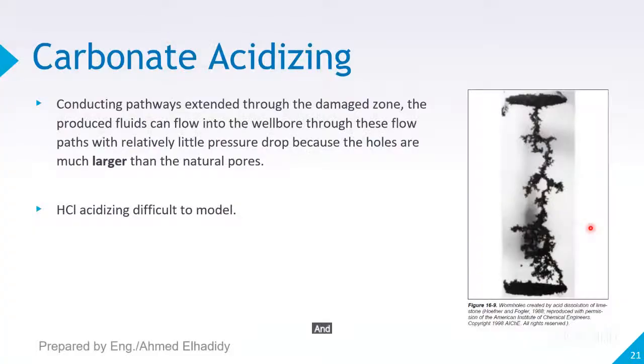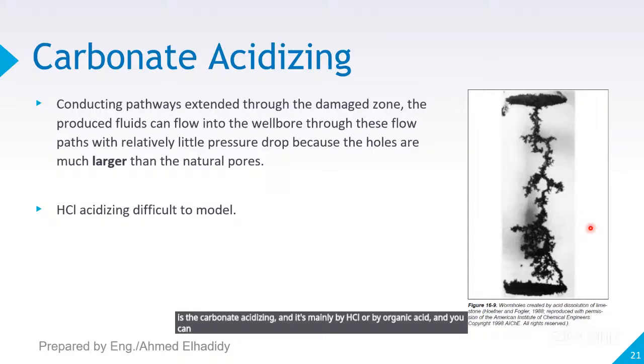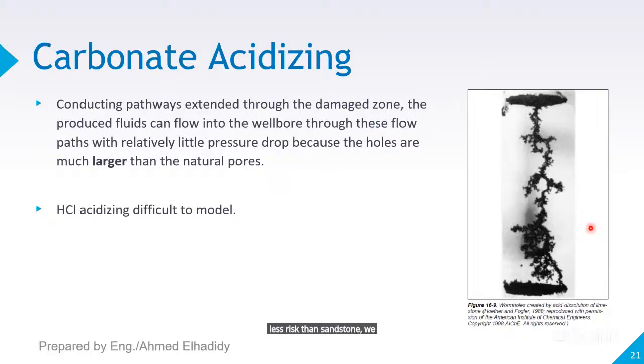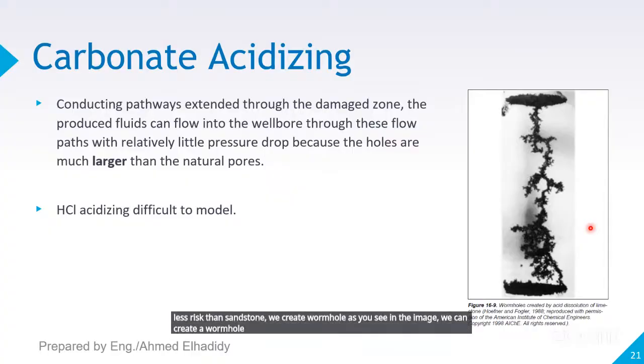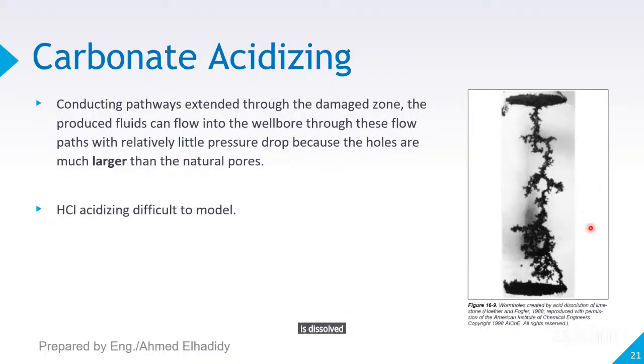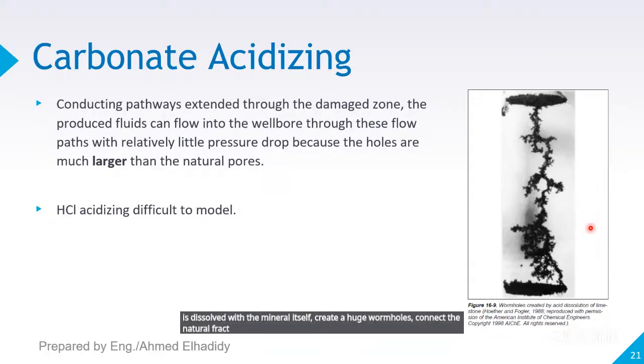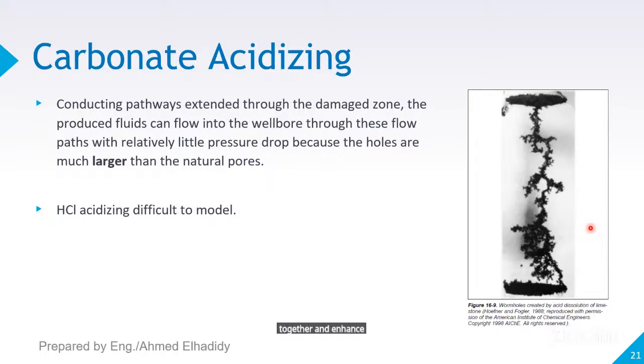And lastly, the other type of acidizing is carbonate acidizing. And it's mainly done by HCl or by organic acid. And you can observe this is easier and less risky than sandstone. We create wormholes, as you see in the image. Once we create the wormholes, the acid dissolves the scale and the mineral itself, creating huge wormholes, connecting the natural fractures together, and enhancing and increasing your production or your injection.